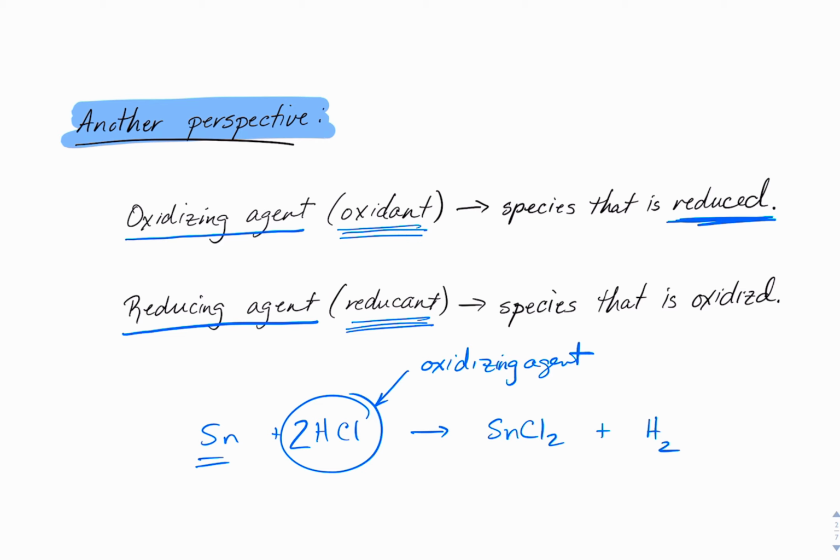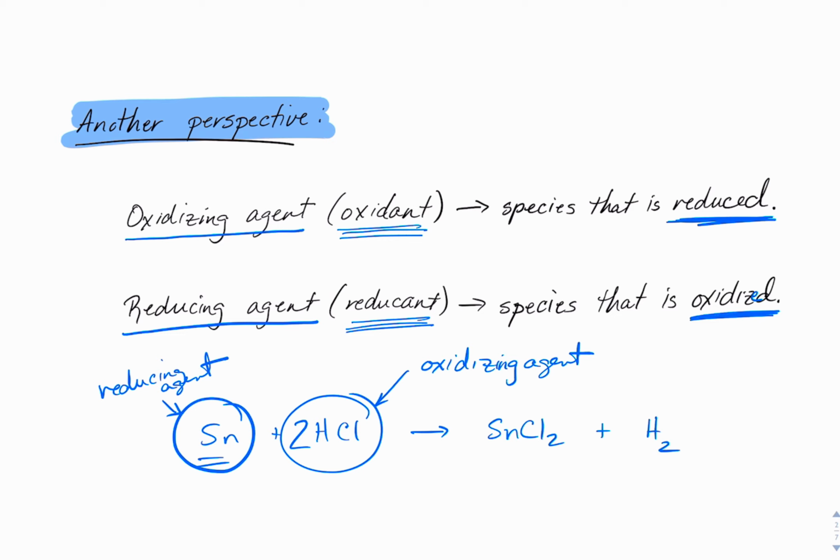The reducing agent is a species that is oxidized. And so since Sn was oxidized, it is considered the reducing agent. So there's a couple of different ways you could talk about this species, but essentially it depends on your perspective. Do you want to talk about what happens to that element or compound, or do you want to talk about what that element or compound does to something else?